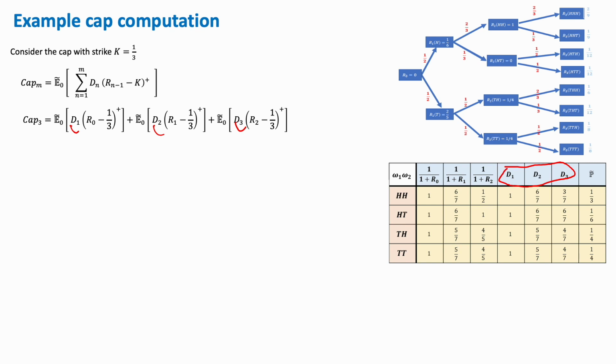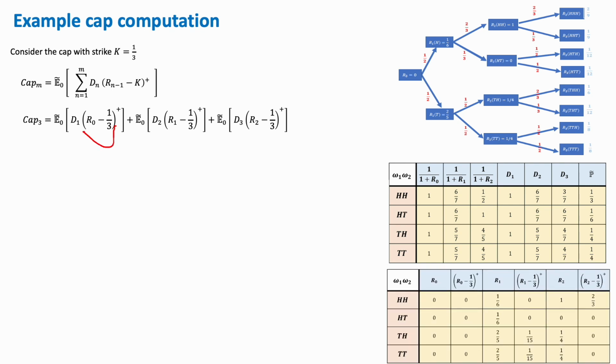Now we need to know these r's, this r0, for each of the different states on these coin tosses. And we actually have that on the tree. We see here on the tree for each state that we are in, we know the interest rate, just as before. And then we need to compute these values here. And this is essentially what we have down here.